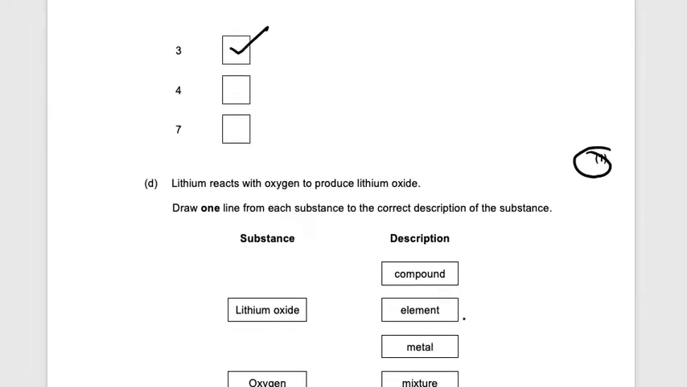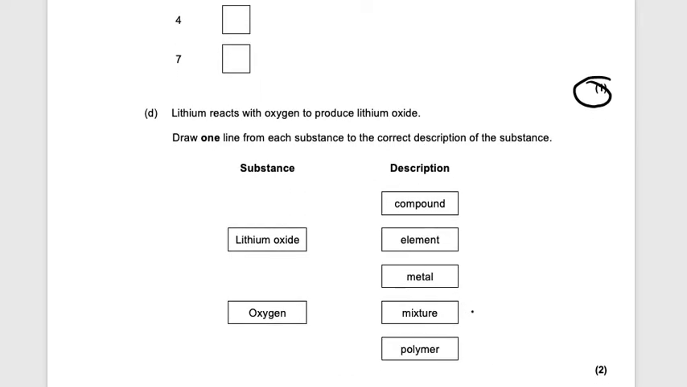Next question, lithium reacts with oxygen to produce lithium oxide. Draw 1 line from each substance to the correct description of the substance. So lithium oxide, we have 1 element and 2 elements, so there are 2 elements in there and they are chemically joined together, and so it's a compound. Oxygen is an element from the periodic table. That would be 2 marks.